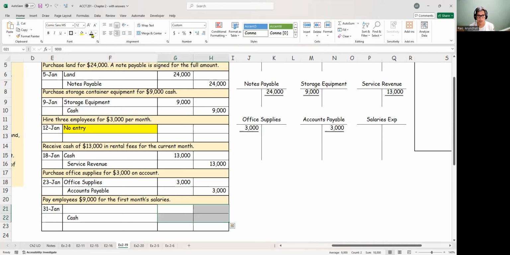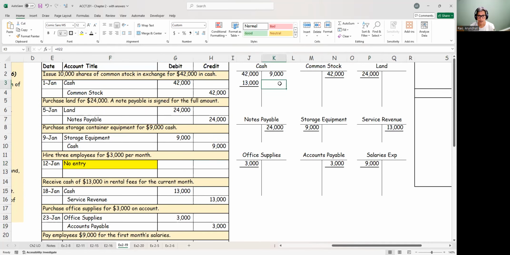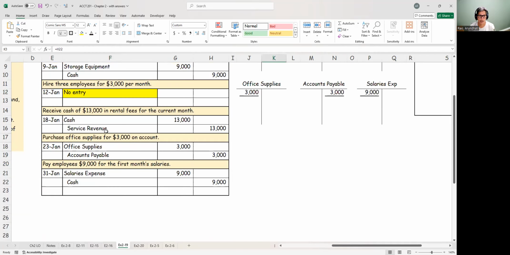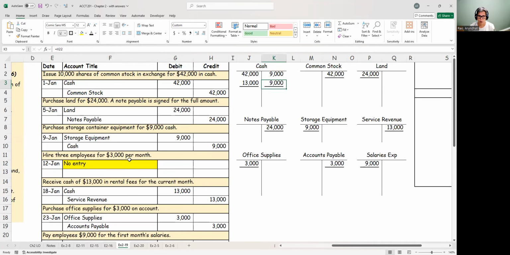I'm paying my employees a total of $9,000. I hired 3 employees for $3,000 each, so $9,000. I got the benefit of their work, so it's an expense for me. And the name of the expense is salaries expense. So salaries expense debit, 9,000. Cash credit, 9,000. Now I'm done with recording the journal entries and posting into T accounts.